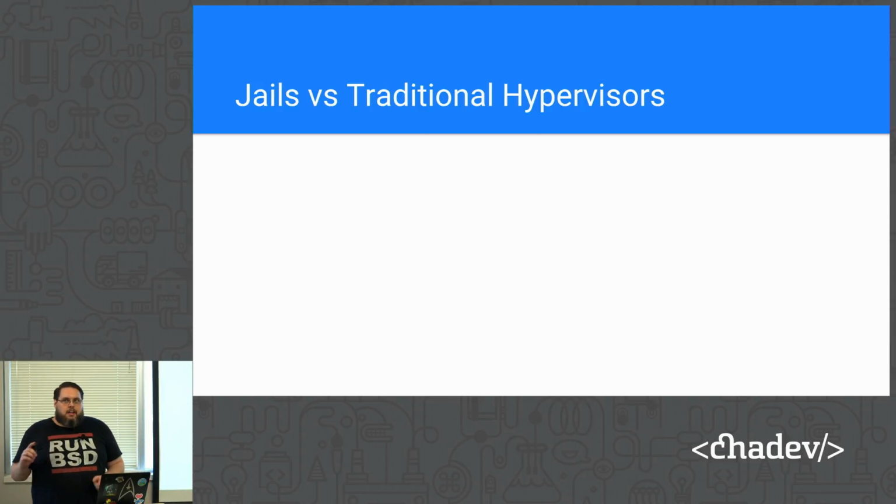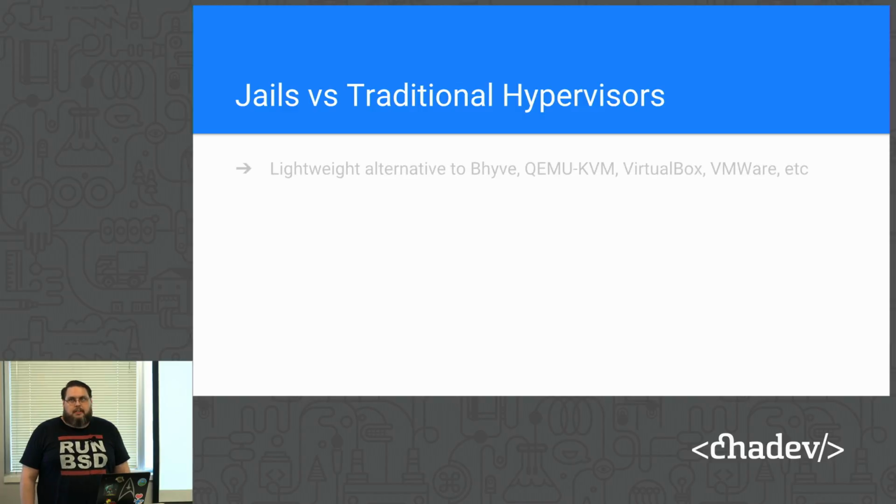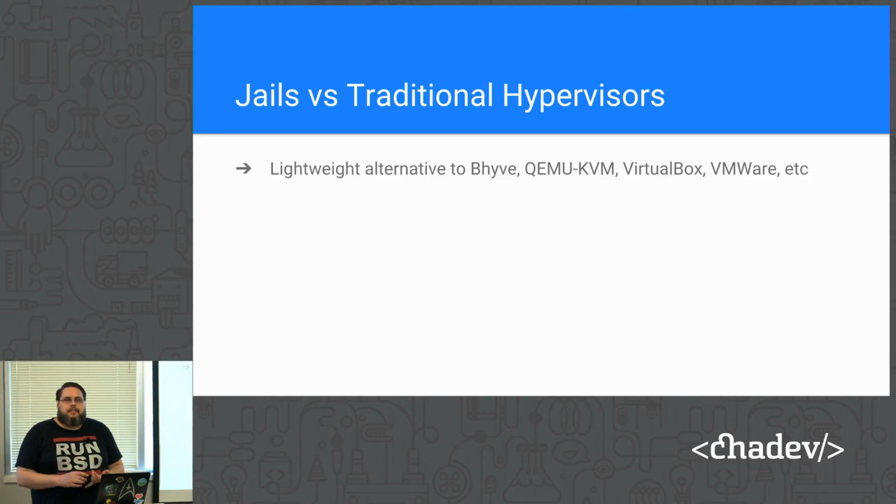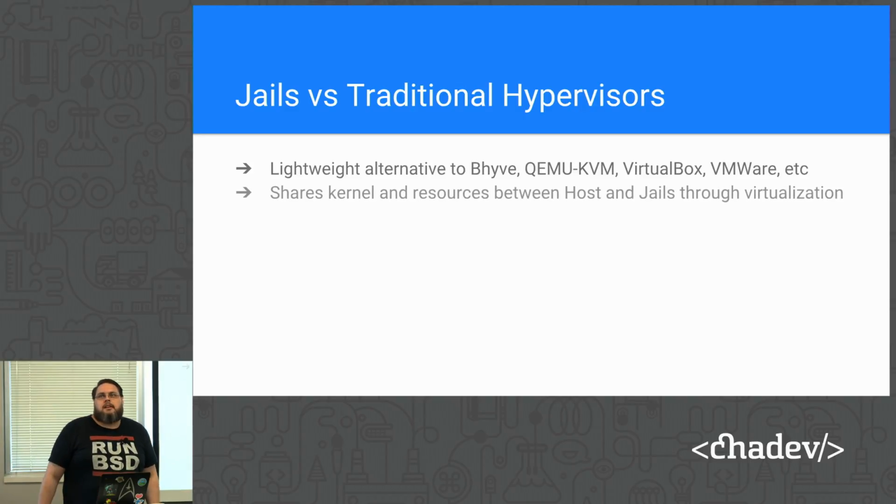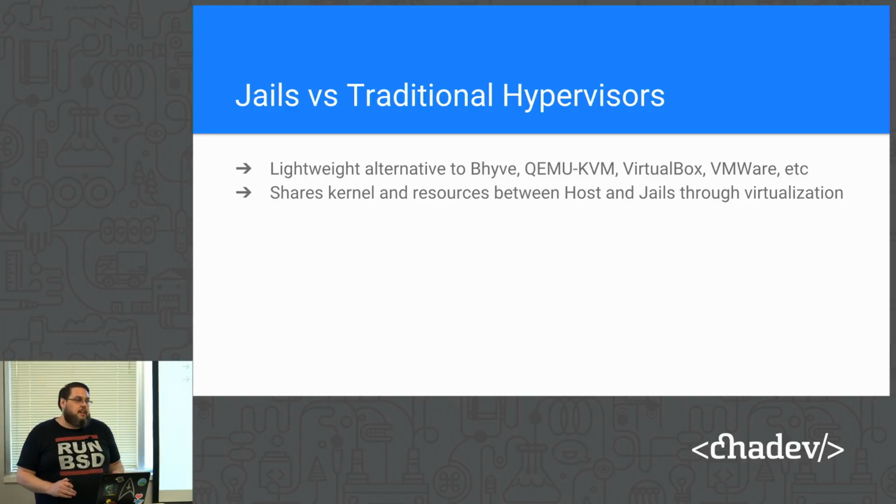If you're going to compare a jail to a traditional hypervisor, though, they're a lightweight alternative to things like bhyve, which is FreeBSD's virtual machine tool, QEMU and KVM, VirtualBox, VMware, and things like that. It shares the kernel and resources between the host and jails through virtualization, but it's also able to mimic older versions of the FreeBSD kernel.